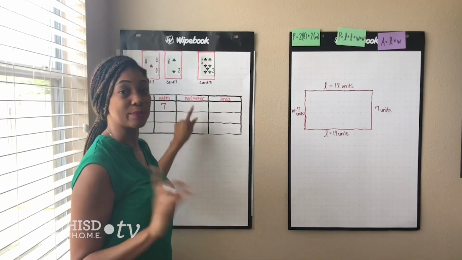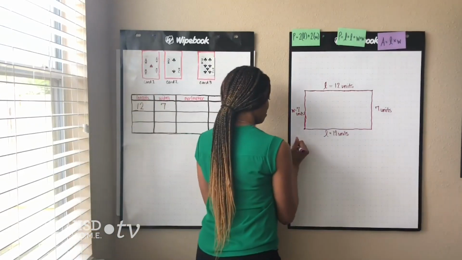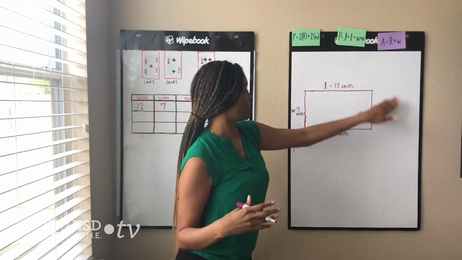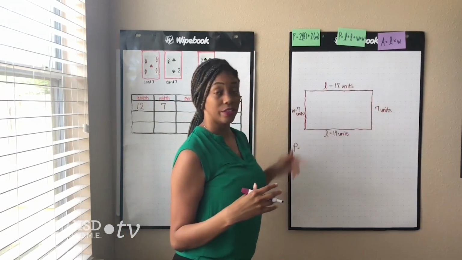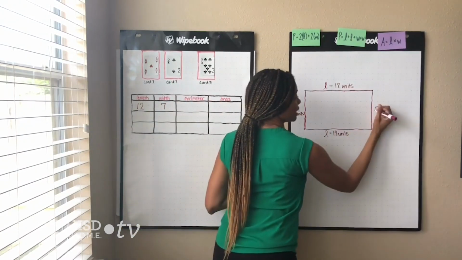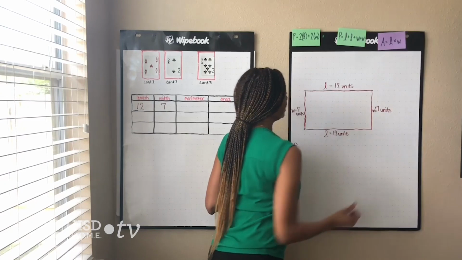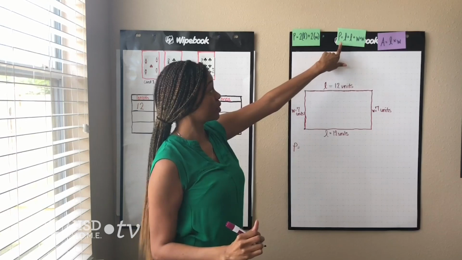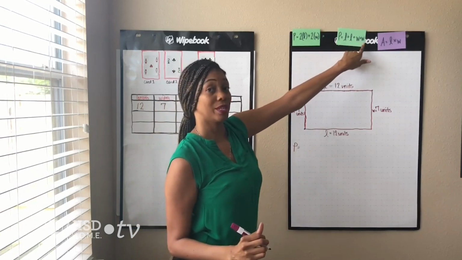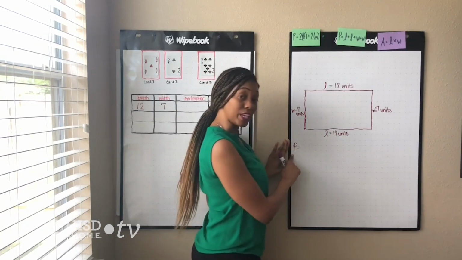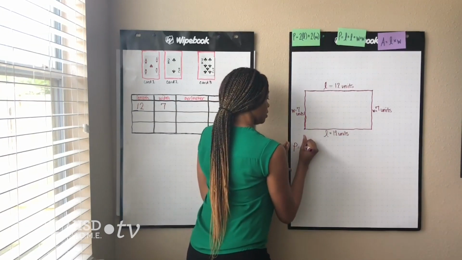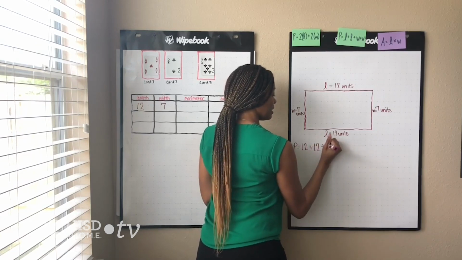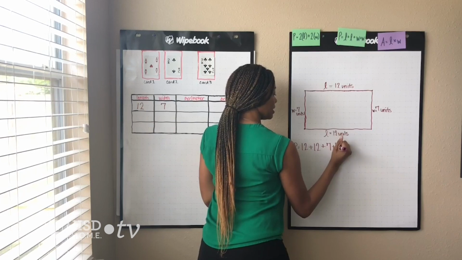The next thing in our table says perimeter. And so I'm going to find my perimeter. So I remember that perimeter is the distance around the figure. And so in this case, the rectangle, the distance around the rectangle. And so looking at my formula, I am actually going to use this one in the middle. Perimeter equals length plus width plus width. So I'm going to put P for perimeter equals 12 plus 12 plus 7 plus 7.